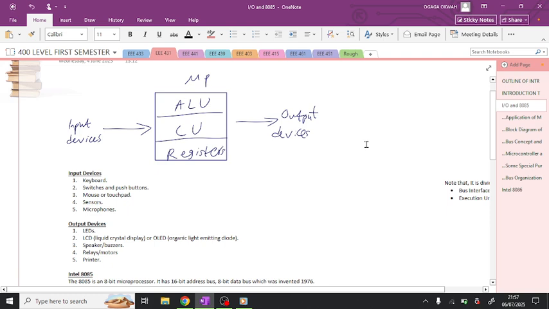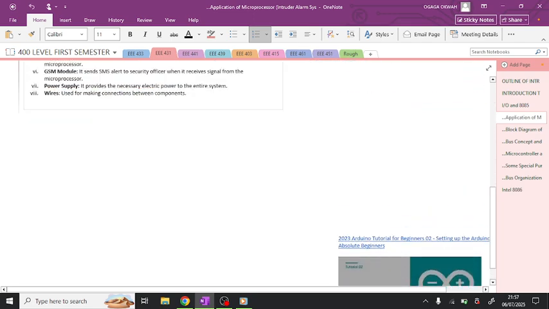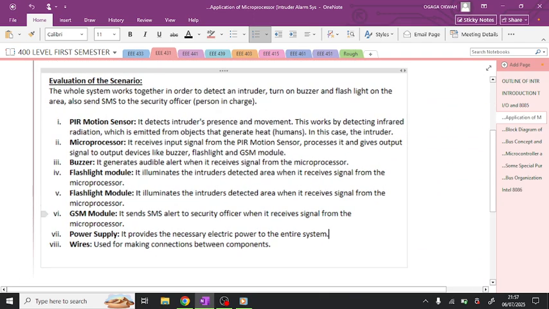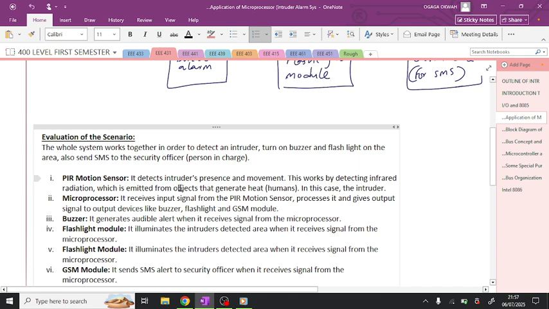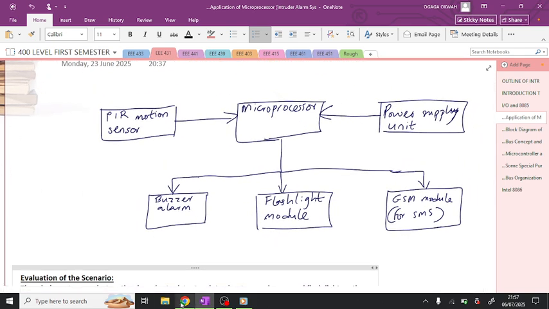is to do this. Here we are asked to give a block diagram of it, and that is literally the application of a microprocessor. So this is the block diagram of what we have right there. Now let's say we are asked to design this. We should provide a block diagram, then explain the components inside of it, and then give the circuit diagram. Of course, what we have here is the circuit diagram.